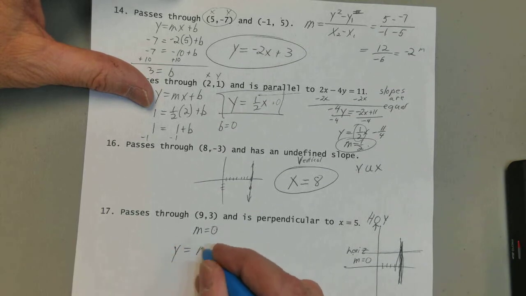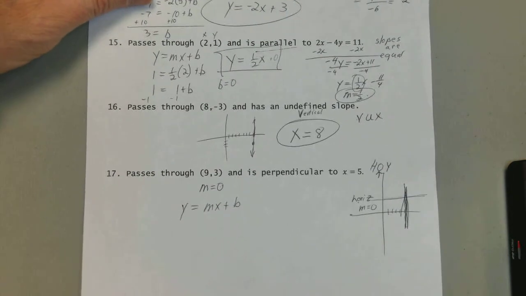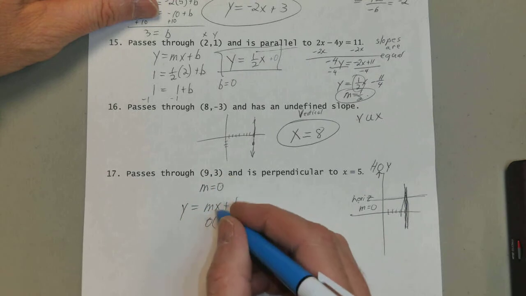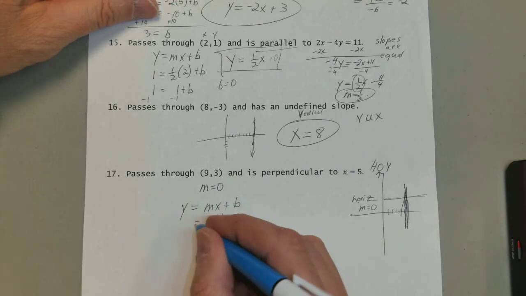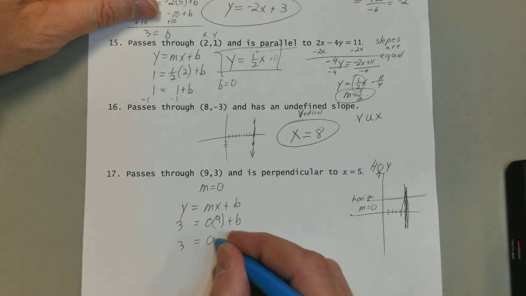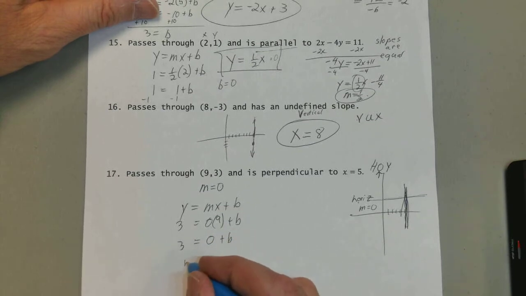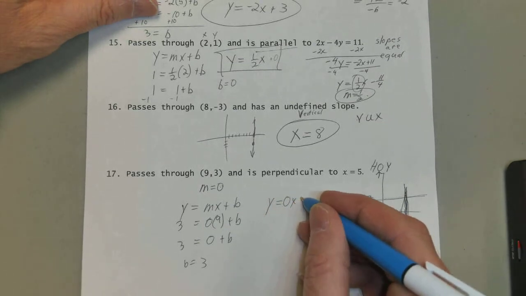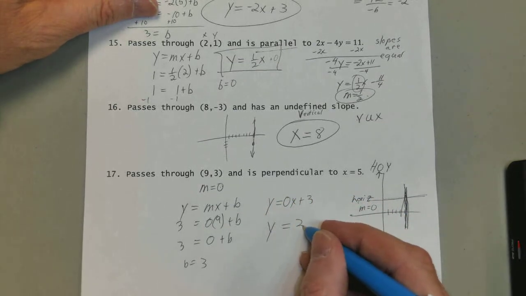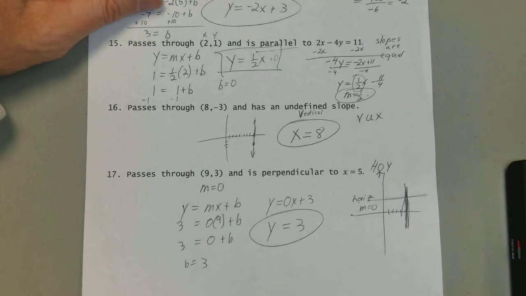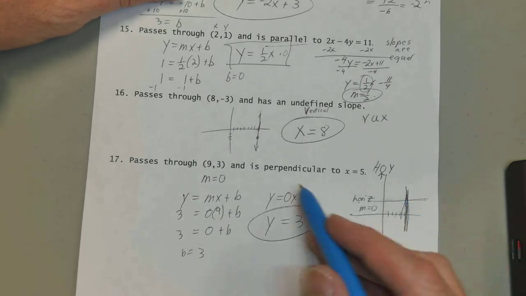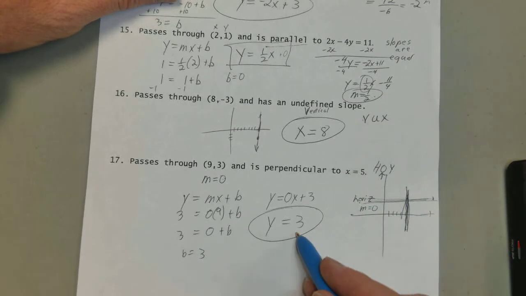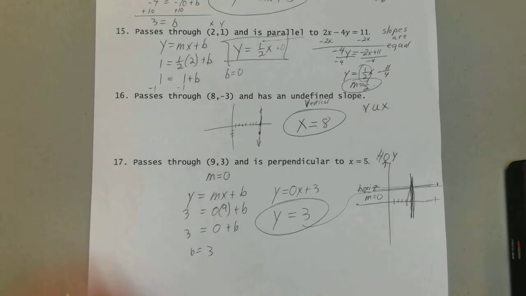So y equals mx plus b. 0 times 9 plus b is equal to 3. 3 equals 0 plus b. So b is 3. So y equals 0x plus 3. We could have just settled for y equals 3. And I probably could have just graphed 9, 3 over here somewhere and just drawn that line, and we could have gone straight to y equals 3 as an alternative.